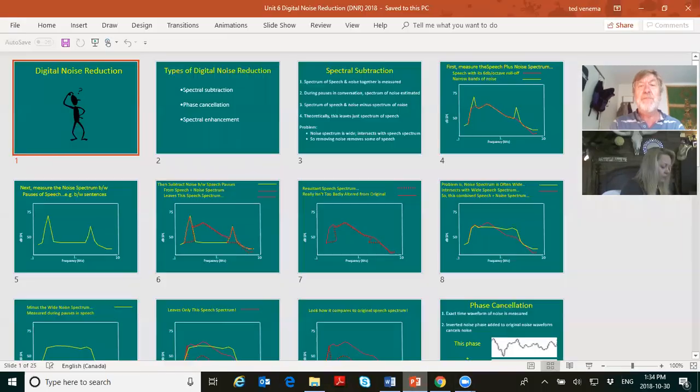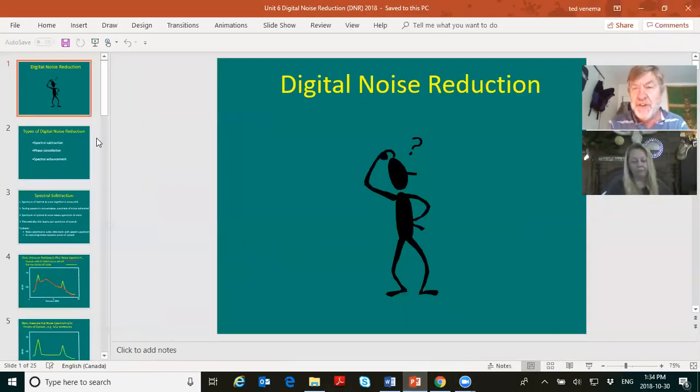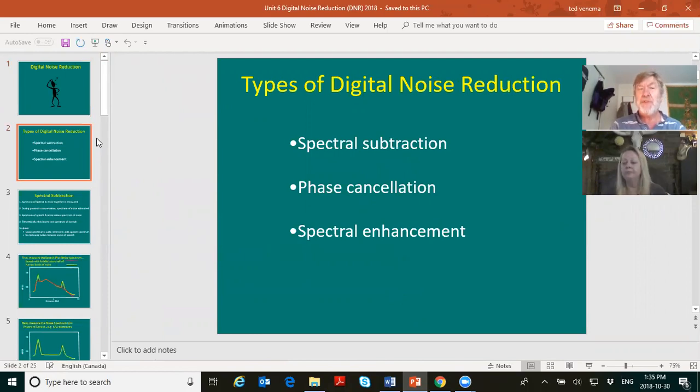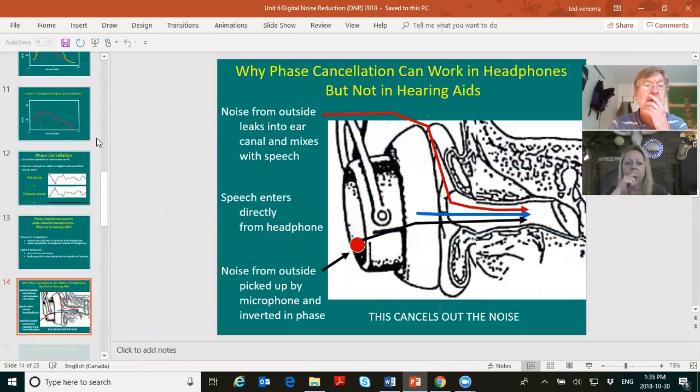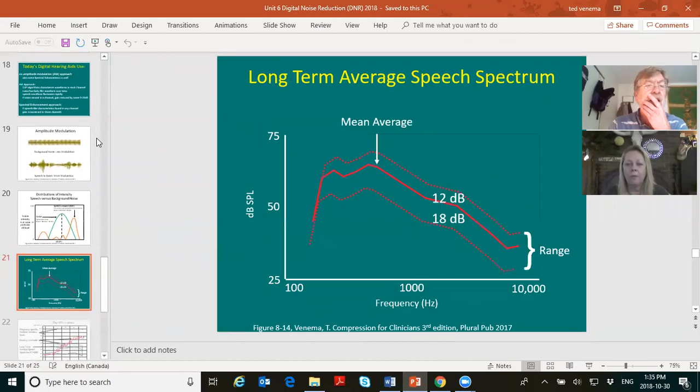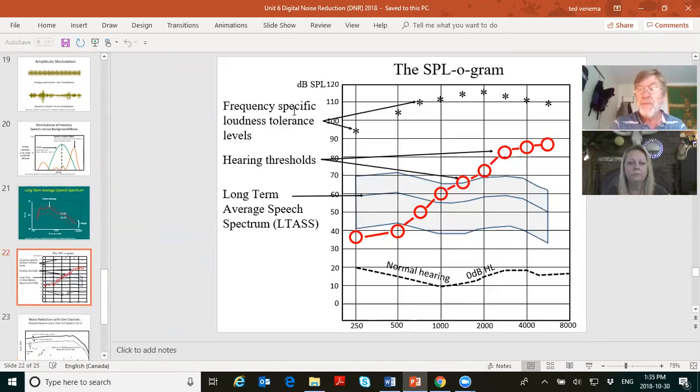So I'll share screen here and we will pull up the PowerPoint. We will pull up this PowerPoint here and we will look at digital noise reduction. Now, digital noise reduction. What is it about digital noise reduction? How does it work? Well, let's look at this. There's a couple of types of digital noise reduction. I'm just going to scroll down here, see what we've got in this PowerPoint presentation. Okay, back up to home.